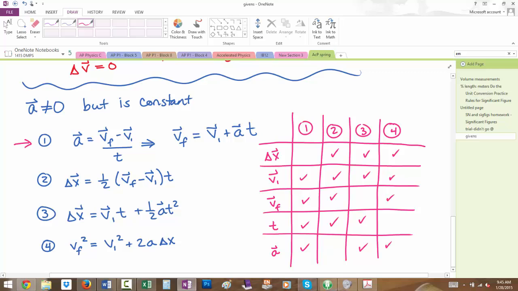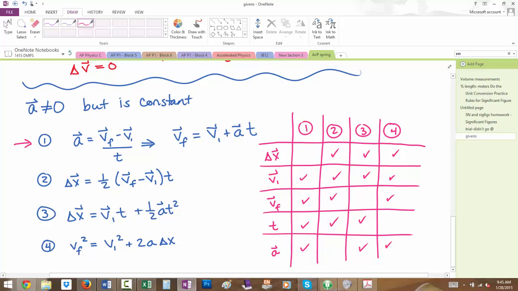Okay? So here's the deal. There are 5 variables that may appear in a question. They might not. If you have 3 of these and you're looking for this one, are you with me here? Equation 1 would be a good choice.